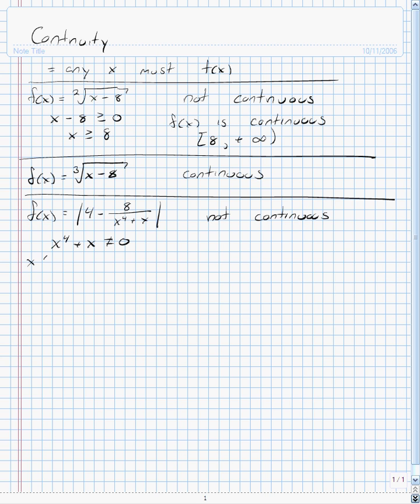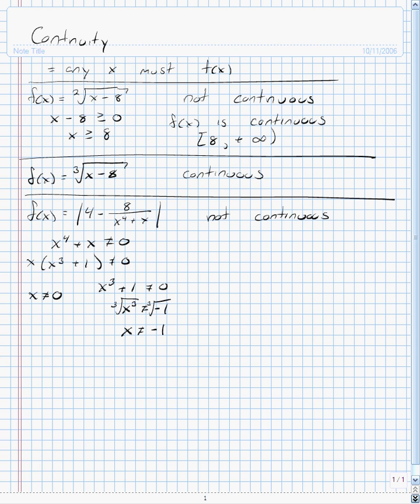Solving for x, let's factor out an x. So x cannot equal 0, and x to the third plus 1 cannot equal 0, or x to the third cannot equal minus 1, taking the third root of each side. x cannot equal minus 1.